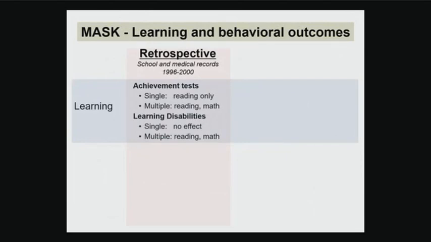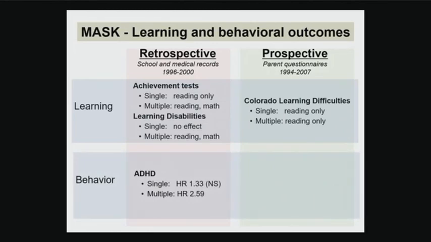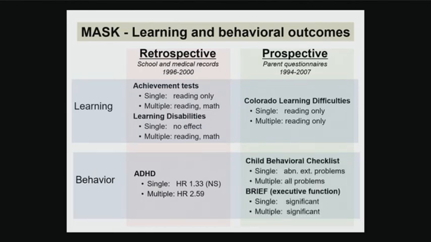So if you look at the two parts of our study, the retrospective and the prospective, these are the results for the retrospective, where we see that there is, for multiple exposures, effects on both achievement tests and learning disabilities. On the prospective side, we also find for single exposures that we have some evidence of increased reports of reading difficulties. For the reading difficulties that are parent-reported, we see those only among multiple exposed kids in reading and not math. In terms of behavior, we have, for multiple exposures, a significant increase in the reports of ADHD. We see multiple problems in the Child Behavior Checklist and executive function, so those are consistent with the retrospective results, as well as a few hints in singly exposed kids on the CBCL.